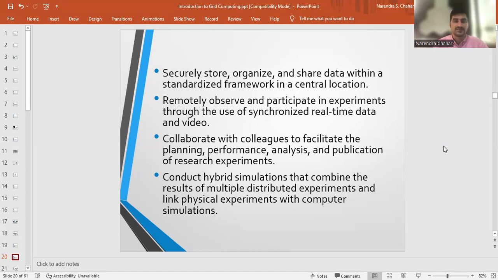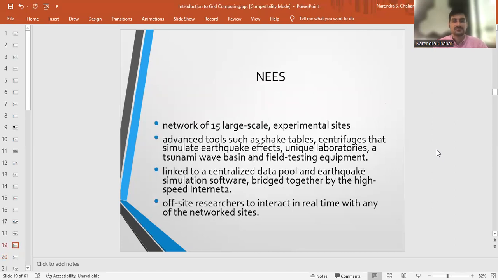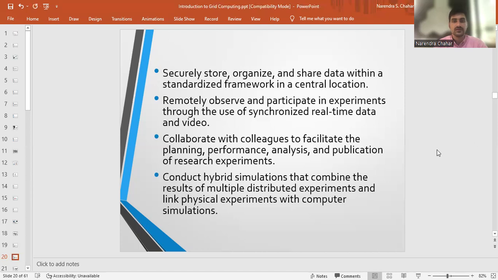Conduct hybrid simulations that combine the result of multiple distributed experiments and link physical experiments with computer simulation. So the computer simulations are the best right now. So we just input the data and then we just run the simulation so that the data can be analyzed with the available data.